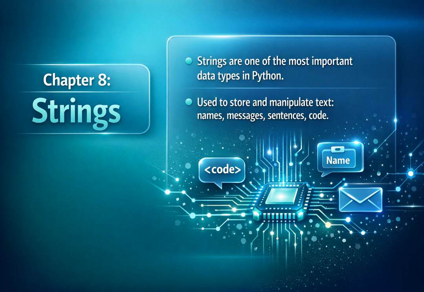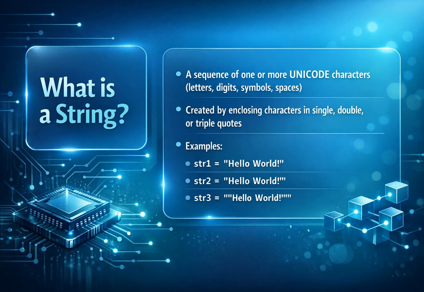Welcome to Chapter 8, Strings. Strings are one of the most versatile and commonly used data types in Python. They are used to store and process text, whether it's a single character, a word, a sentence, or an entire paragraph. A string is a sequence of Unicode characters.